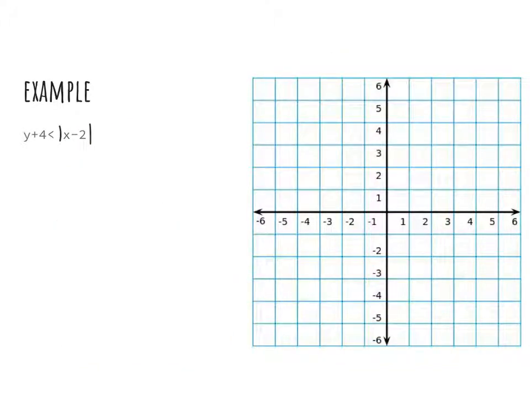Our last example, y plus 4 is less than the absolute value of x minus 2. Go ahead and solve this one on your own. Make sure to get y by itself first before you do anything else. Then hit play, see how you did.